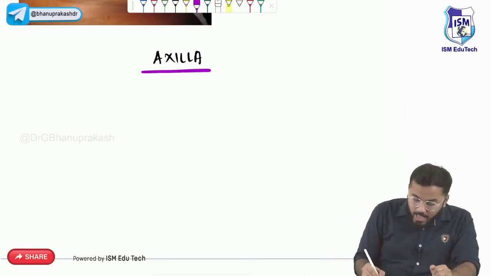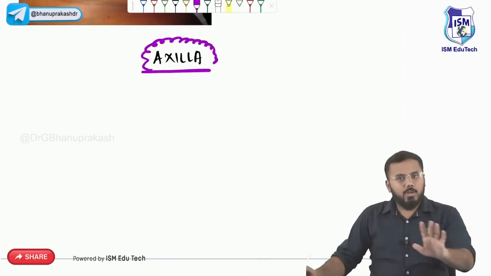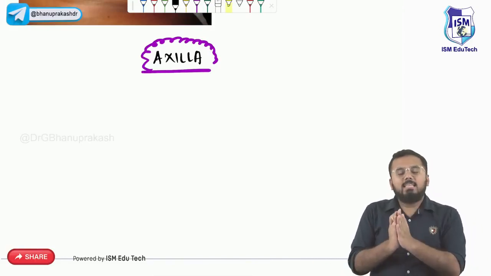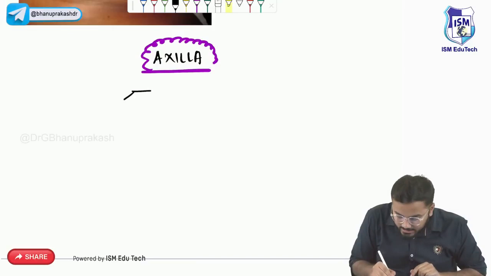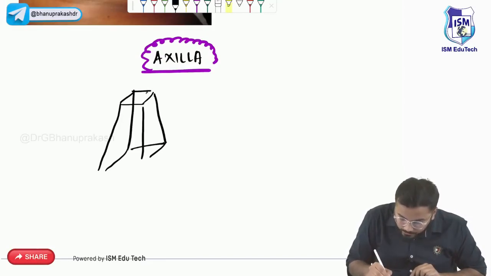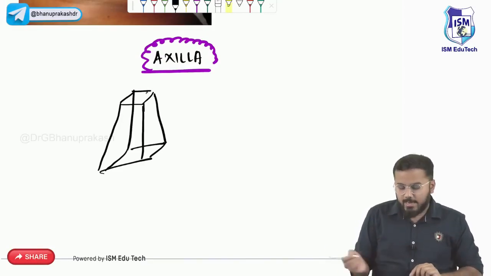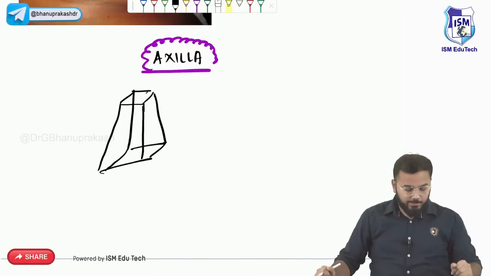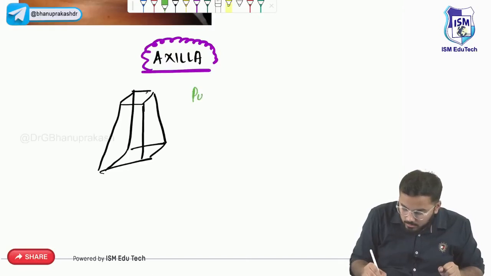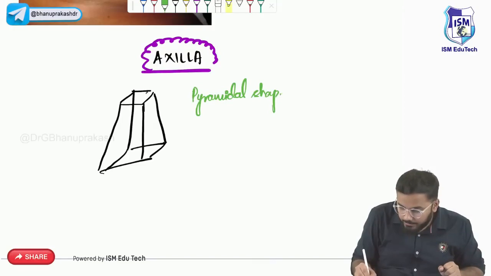Now, when it comes to the axilla, after the axilla I will be starting and discussing the muscles of your upper limb. First of all, the axilla is of pyramidal shape. Look here now, all of you. The axilla is somewhat like this. This is the shape of the axilla basically. The axilla is a pyramidal shape structure.